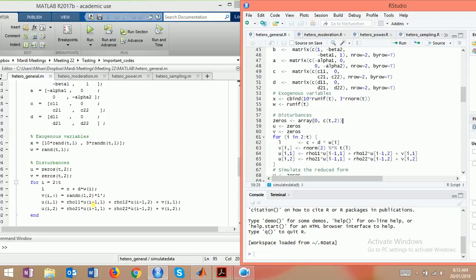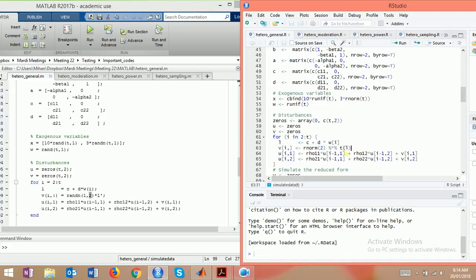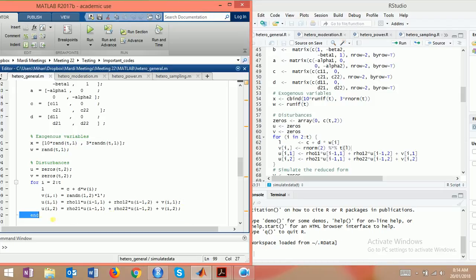First row, two columns, right? Just one random number generated twice, multiplied by L transpose, L times. That's all. So row 1 ut minus 1, row 2 ut minus 2, row 1 1, row 1 2, row 2 1, row 2 2. That's all. This is the tweaking part. This is the important part.